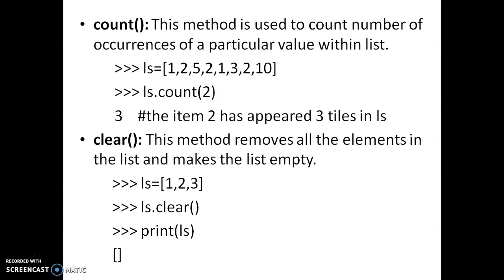Then we have a count function that will count the elements of the list. ls dot count of 2 counts the number of occurrences of a particular value in the list. That is, how many times the particular element occurs in the list. Here 2 occurs how many times? 1, 2 and 3 times. So it will count the number of occurrences of a particular value in the list.